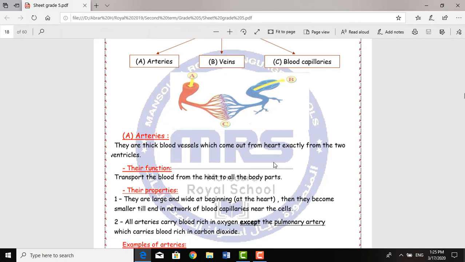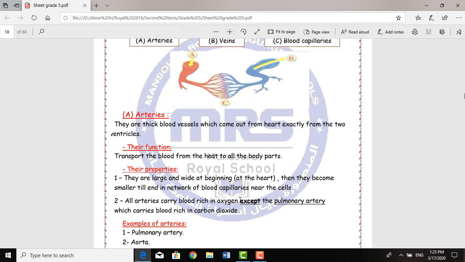All the arteries carry blood rich in oxygen. Why? Because their destination is to reach the cell. And what does the cell inside our body need? It needs oxygen and digested food.